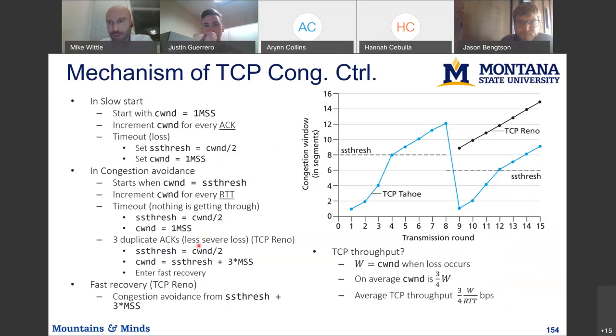What TCP Reno will do is not go all the way down and start sending from 1, but it will still set the slow start threshold to congestion window over 2. And now it will enter fast recovery, or basically congestion avoidance, by setting congestion window to slow start threshold plus 3 times maximum segment size, which accounts for the 3 duplicate ACKs. So basically it will start from slow start threshold plus 1, 2, 3 MSS, and then go into congestion avoidance. So it'll back off a little bit and then try to find a more accurate rate. And so that's basically the fast recovery of TCP Reno.